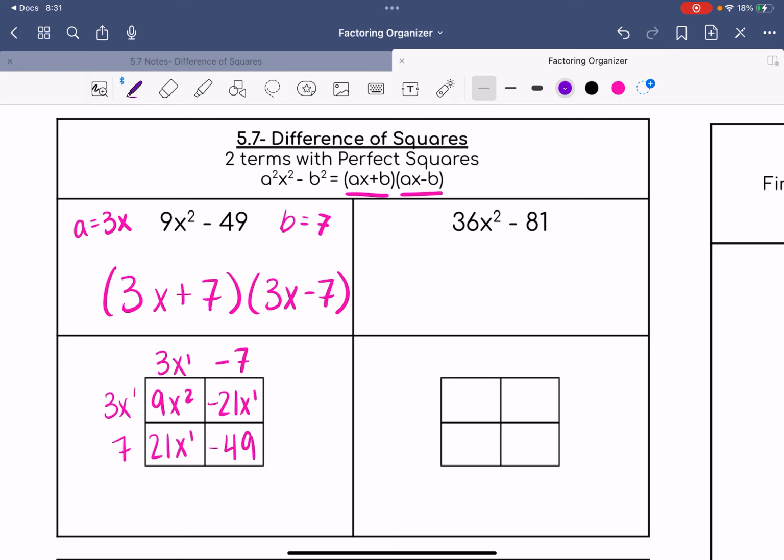Combining those together, this 21x and this -21x are going to cancel each other out. So we've got 9x squared, and we got a -49. Awesome. Go ahead and pause this video, work on the next one real quick. I'll see you back here for grouping.